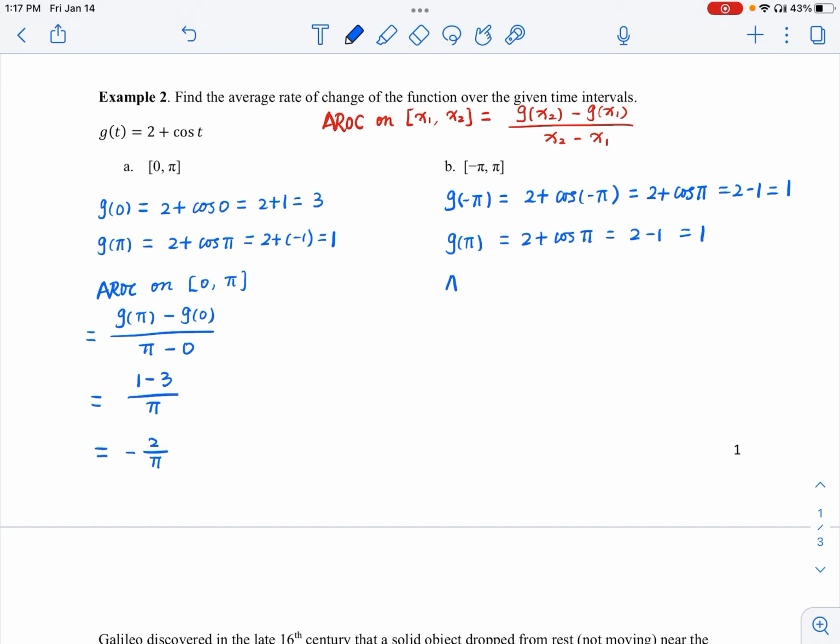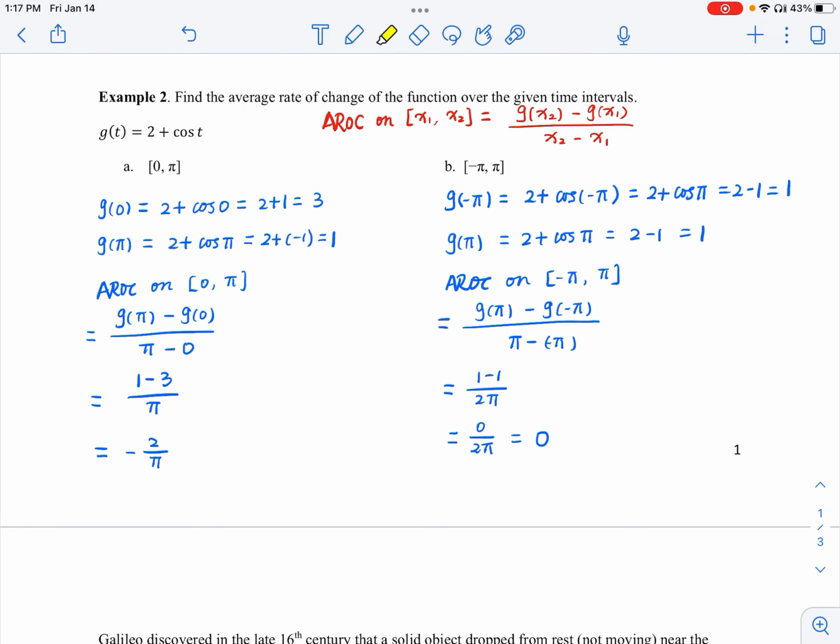Now we calculate the average rate of change on the interval negative pi to pi. That should be g(pi) minus g(-pi) divided by pi minus negative pi. The top is 1 minus 1. The denominator is 2 pi. So we have 0 divided by 2 pi. The answer is 0.